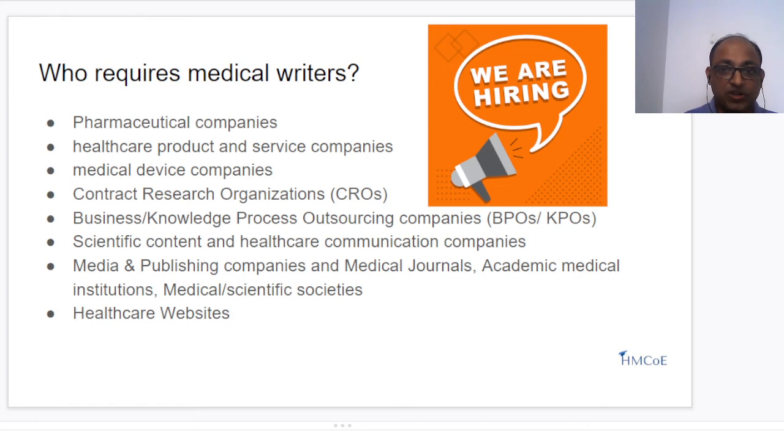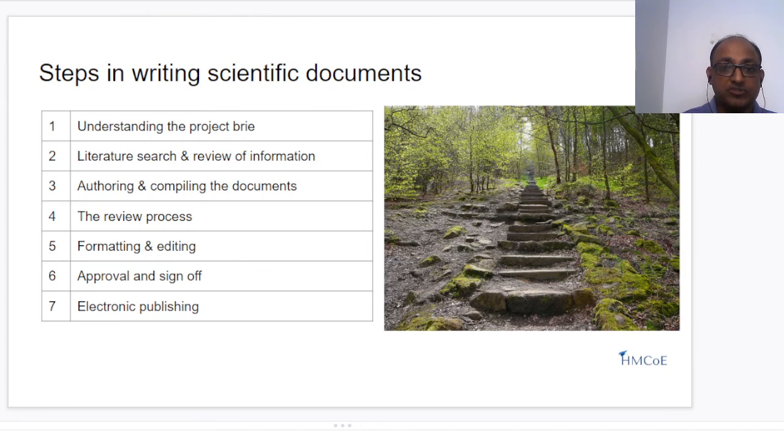So, as you understand, there is a huge scope for this kind of opportunities. You will also need to know how to approach writing these documents, because if you follow these simple steps, you will be able to write any kind of documents in a skillful manner, so that your target audience will appreciate and understand your presentation. So the first step would be understanding the project brief.